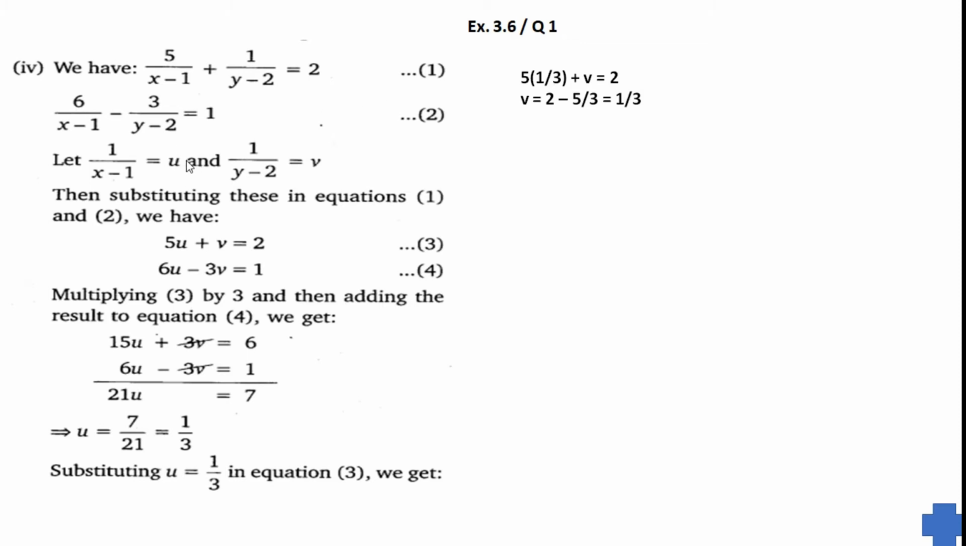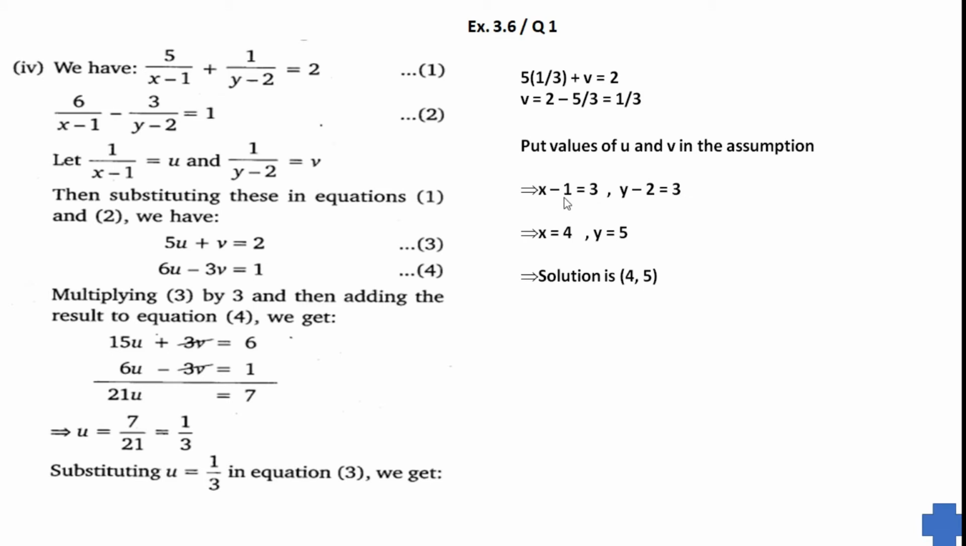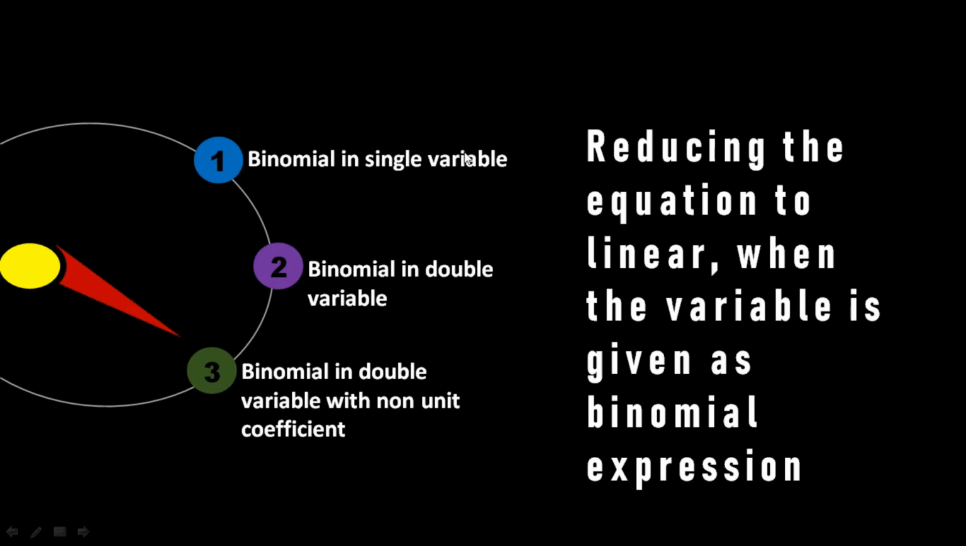Now, interesting to note here, u is a reciprocal of x minus 1. Hence, x minus 1 becomes the reciprocal of u, that is 3. y minus 2 is the reciprocal of v. So y minus 2 becomes equal to 3. Solving these, we get x equal to 4, y equal to 5, giving the solution as 4, comma 5. So this question was when the binomial was in a single variable.